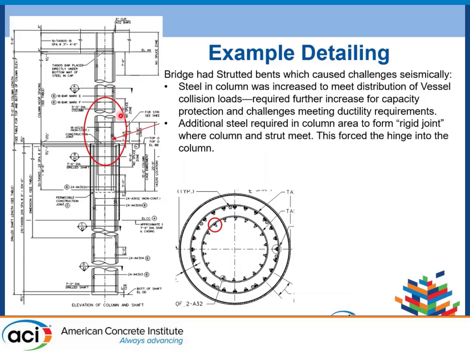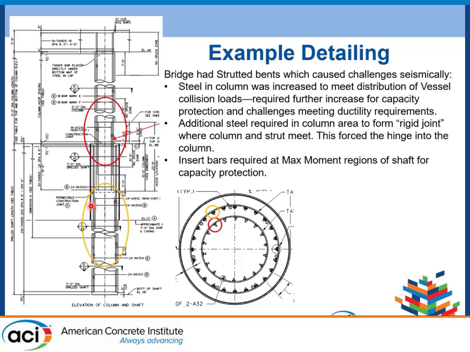Additionally, we tried to force this element here to be essentially a rigid link where the column and the strut came together, so we added even additional steel in that area. And then, of course, capacity protection was required down in the high moment areas of the shaft. So a lot of ways that we had to account for the seismic demand on this particular structure.